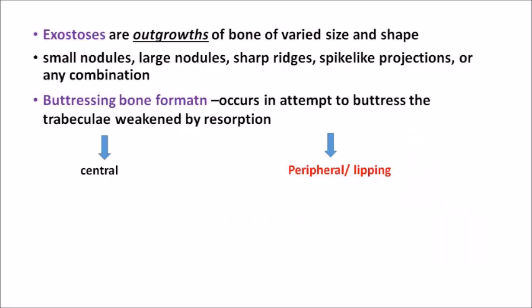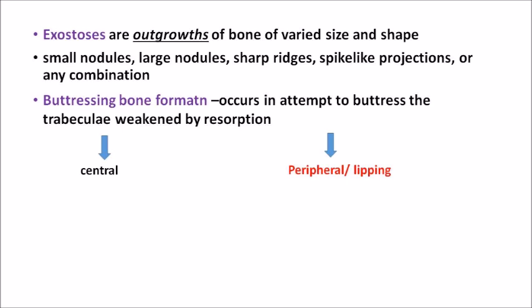The next one is exostosis. Exostosis are outgrowths of the bone of varied size and shapes. It is just an overgrowth of the bone of different size and shape. It can be small nodules, large nodules, sharp ridges, spike-like projections, or a combination of any of these.